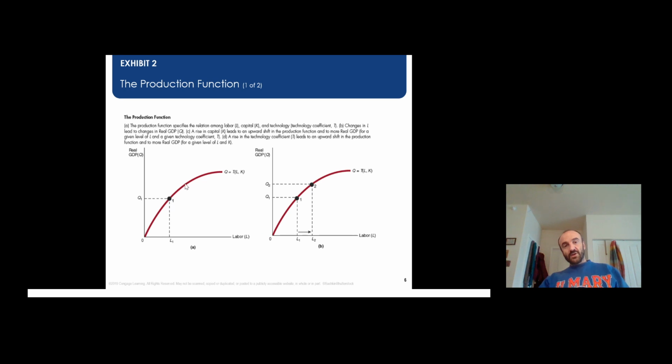So now you can keep increasing labor. If you don't change the quantity of capital goods, you are going to produce more output, but at a lower and lower pace. See, this is called the law of diminishing returns. When you start from L1, the amount of labor, you're going to produce Q1.